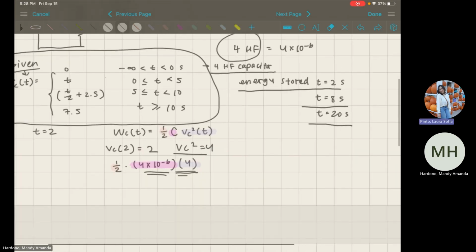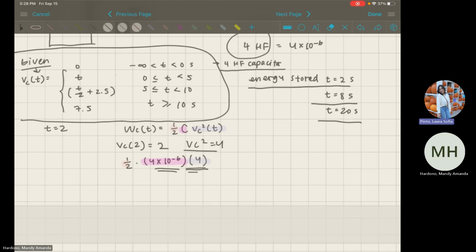So all we did is use the equation t over 2 plus 2.5, and we inserted it in for VC. We're at time equals 2 seconds, so we use the piece between 0 and 5 seconds, substituting t equals 2. Okay. And then for 8 seconds, you would follow the same process, but since it's 8, it's in between 5 and 10 seconds, so you would use t over 2 plus 2.5.